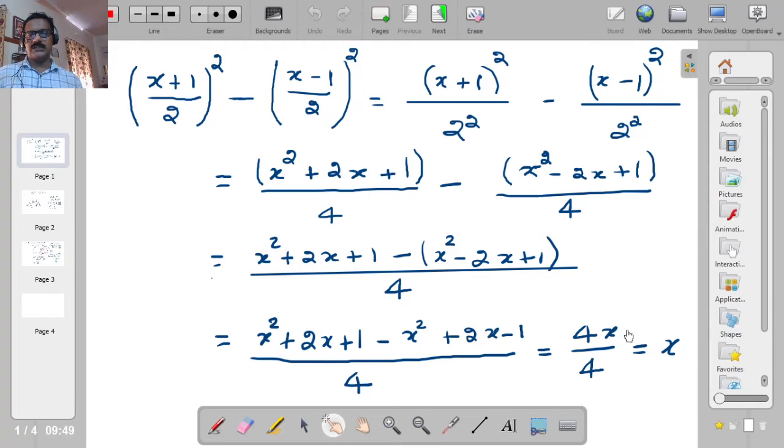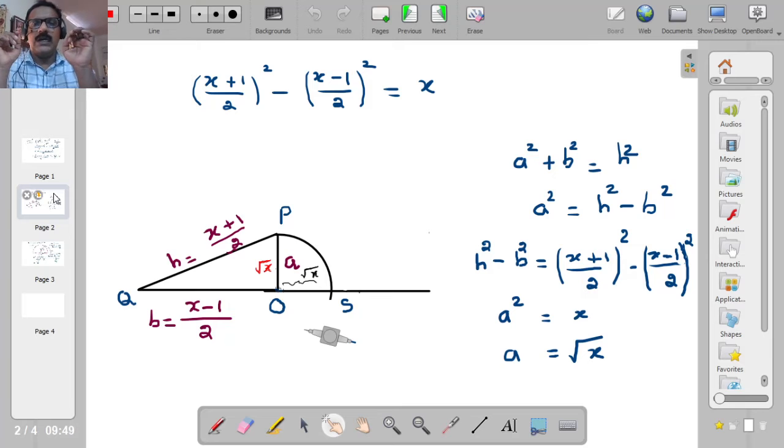We have 4x here, and in the denominator we have 4. This 4 and 4 will get cancelled, resulting in x. So (x plus 1 upon 2) the whole squared minus (x minus 1 upon 2) the whole squared is equal to x. You try to do it yourself, then you will become more comfortable.